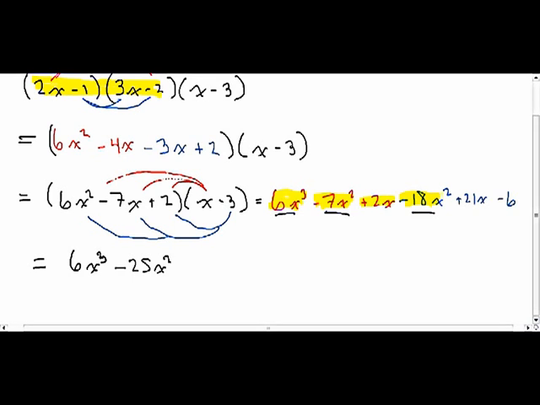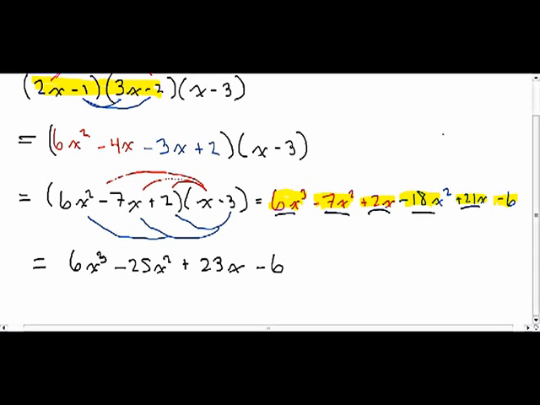Lastly, or second last, sorry, we've got our linear terms, just our x terms here. So we've got 2x plus 21x gives us 23x. And now this is done and this is done. And lastly, we get our constant term, negative 6.